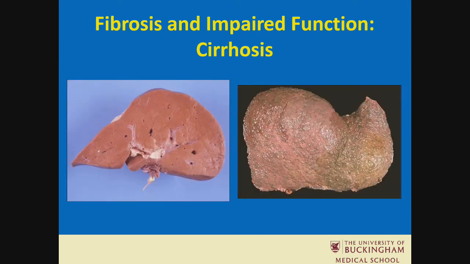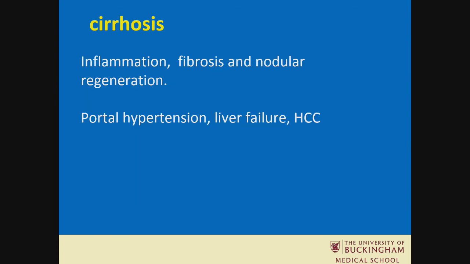So this loss of normal architecture and fibrosis leads to obstruction of the portal vein. Then the venous drainage is impaired, and that leads to portal hypertension. Portal hypertension, esophageal varices, and all these things you will learn later. Because of hepatocyte destruction, there is liver failure, and it also predisposes to hepatocellular carcinoma.